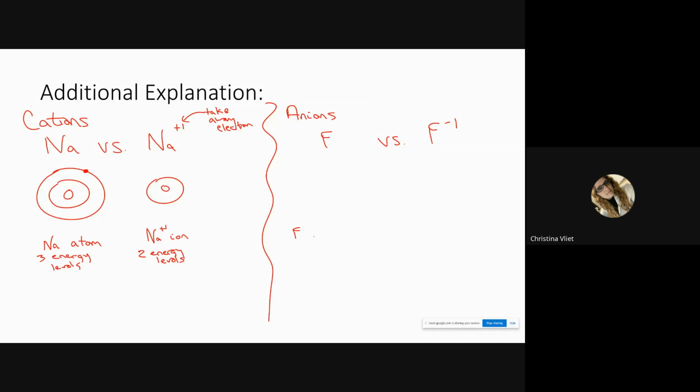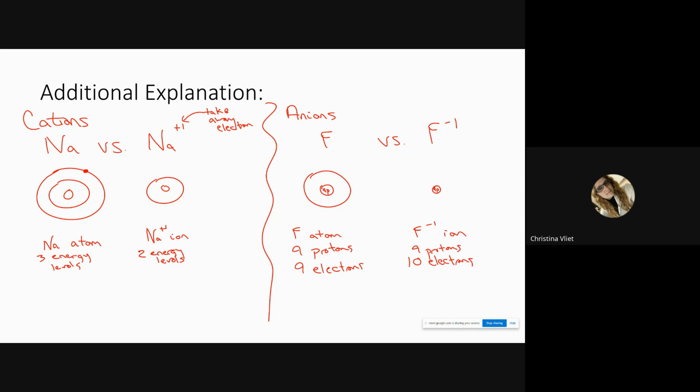So the fluorine atom, remember, has 9 protons in the center, and it has 2 energy levels, right? So it has 9 protons, and how many electrons? Fluorine has 9 protons and 9 electrons as an atom. What about F minus 1? Does the amount of protons change? Still 9 protons, right? But how many electrons do you have? 10. So in the same amount of energy levels, you have more electrons.